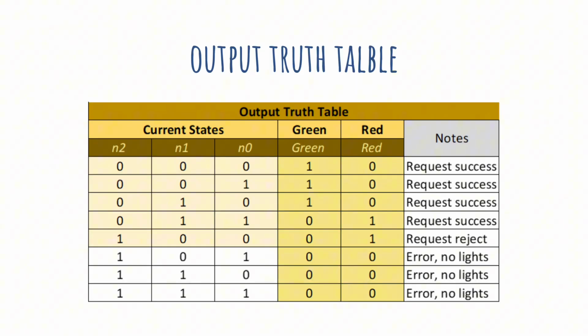Let's now move on to the output truth table. Our outputs include 2 lights, green and red, indicating whether we are allowed to borrow more books. As you can see here, when the book count reaches 3, which is 011, borrow request is enabled. Besides, I also turn the outlier bit combinations into an error, which indicates invalid values.